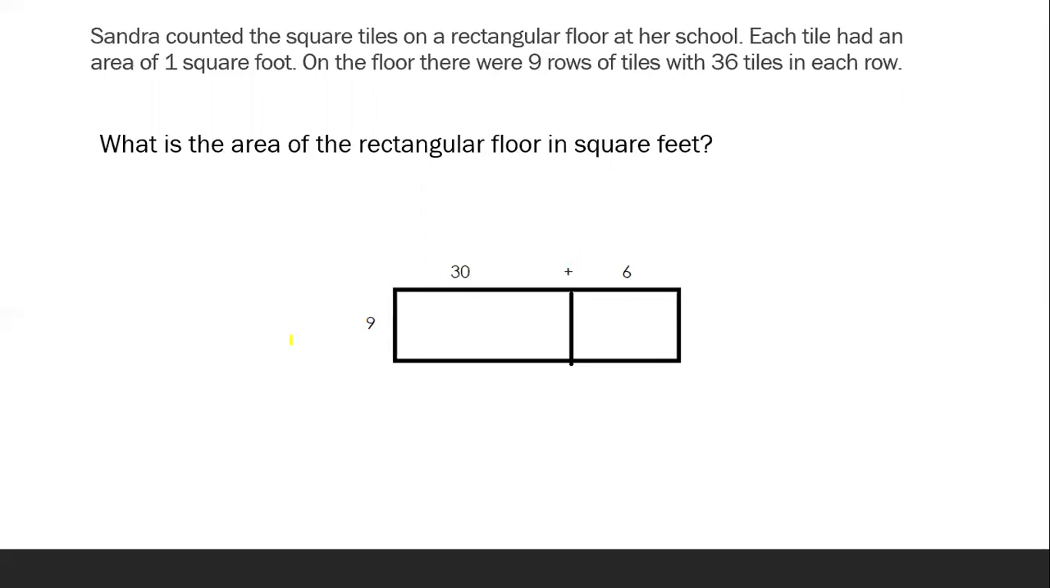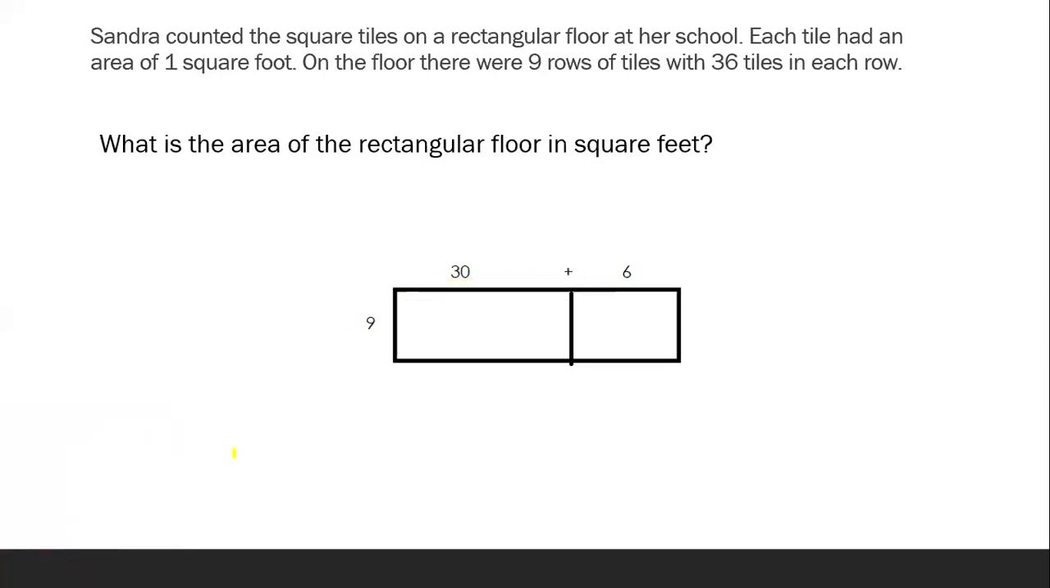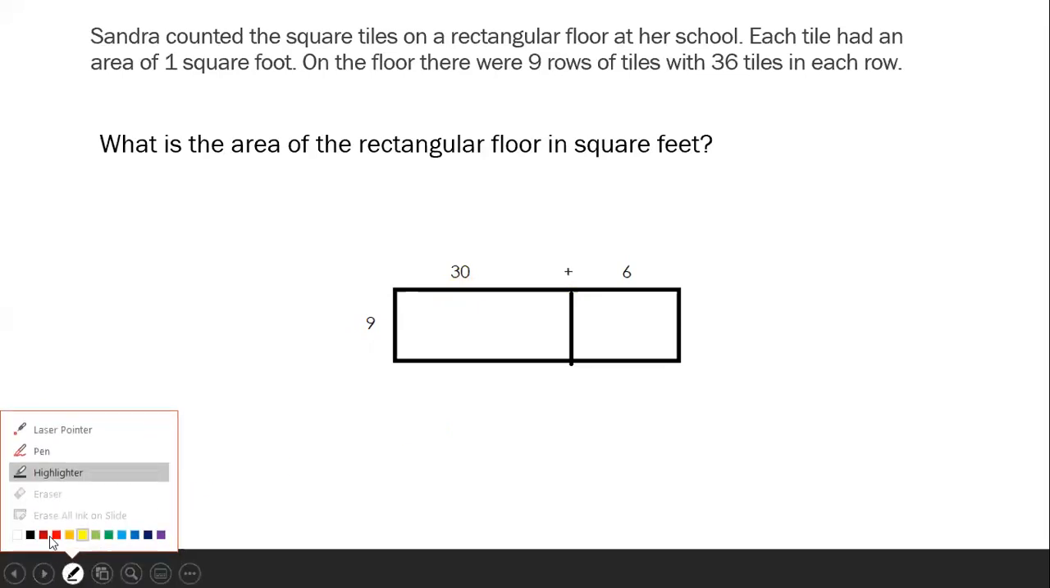We've got our 9 and 36. Nine rows of 36 tiles in each row. The box method just has us break up the bigger number. So we're going to put our 9 on the side, and then our 30 plus 6 on top, which equals 36. What we're going to do here is multiply 9 times 30 and then 9 times 6, and we're going to put those answers in our box.